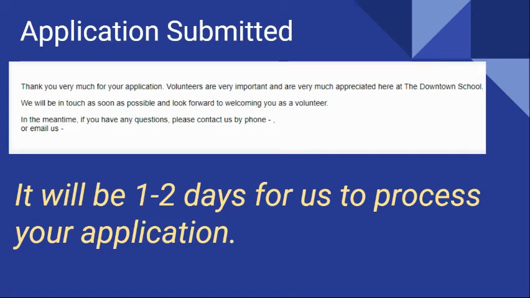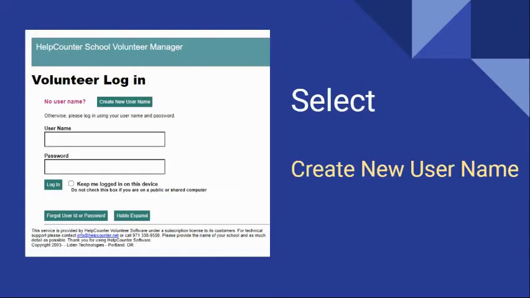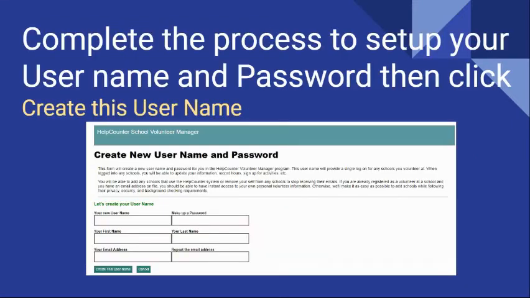That turns the application into me, and I usually process those daily at this time of year to make sure that we've got you connected with the right family and the right students. When you have your application approved, you will get an email. It says it has been processed and you're ready to set up your account. Please click on that link to helpcounter.web with the volunteer, and then you will be able to choose your own username and password. So you'll click create new username and password.